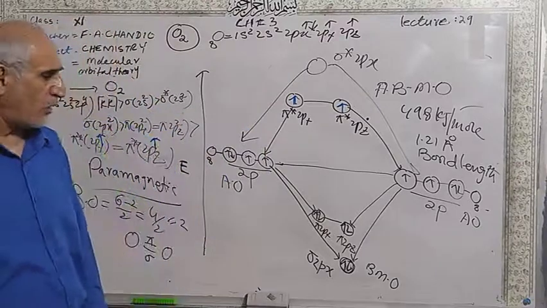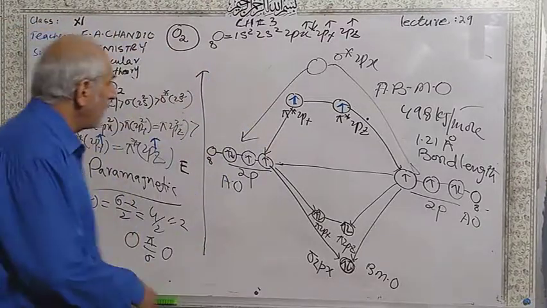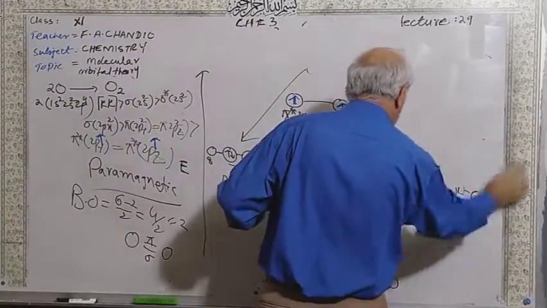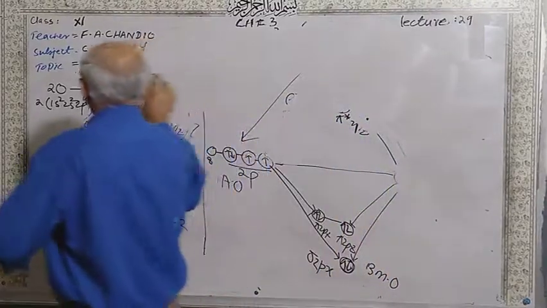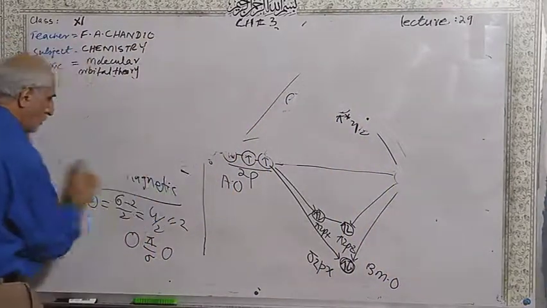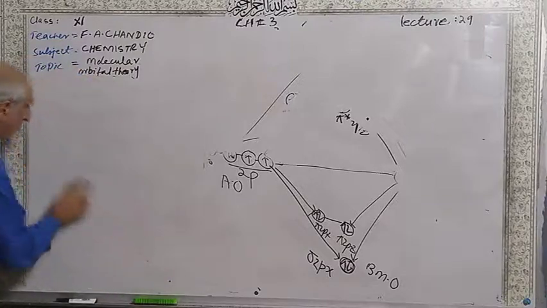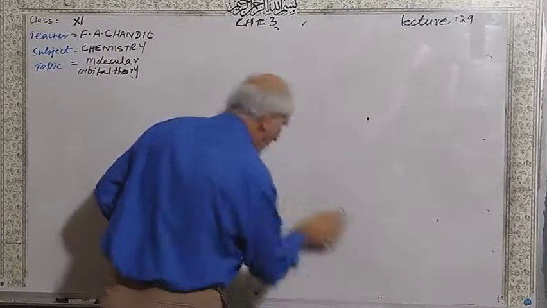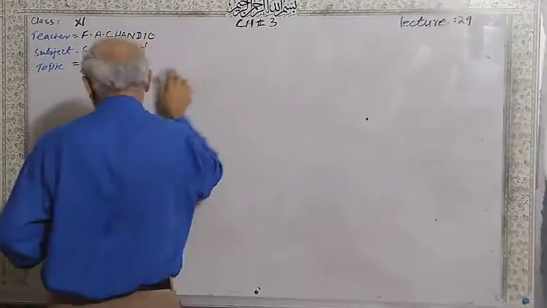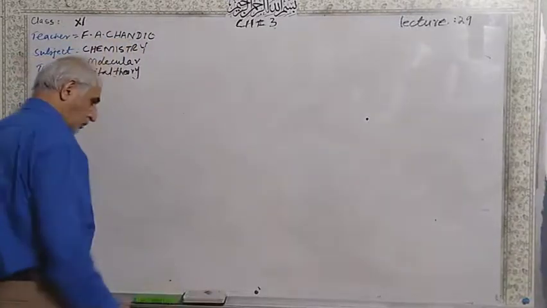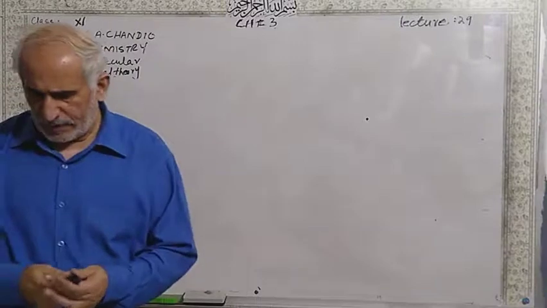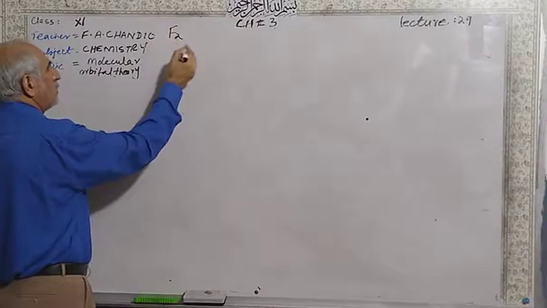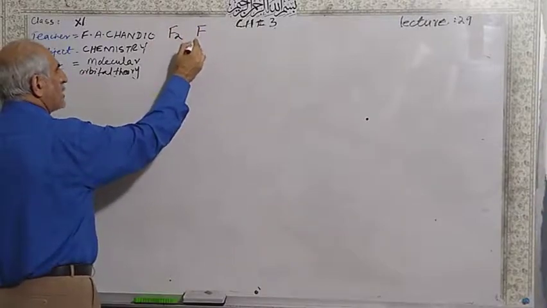Students, you have to be very careful and watch carefully, because in just 1 minute I am going to draw this. Only 1 remains, that is fluorine. The fluorine molecule. Atomic number is 9.